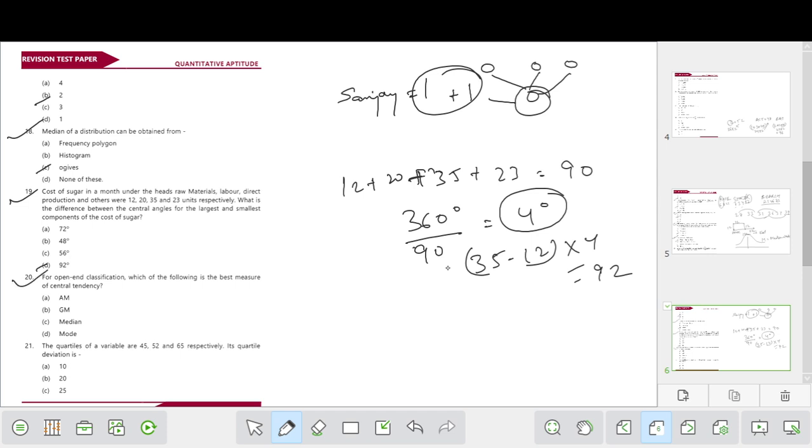For an open-ended classification, which of the following is the best measure of central tendency? So open-ended is something like this.